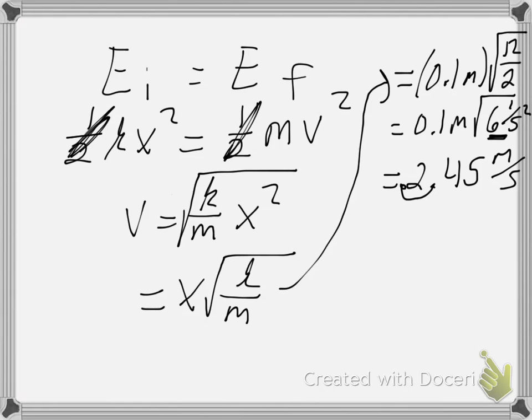So this is actually going to be 0.245 meters per second. Okay, so the block is going to move through the equilibrium position at a speed of 0.245 meters per second, or right around 25 centimeters per second.